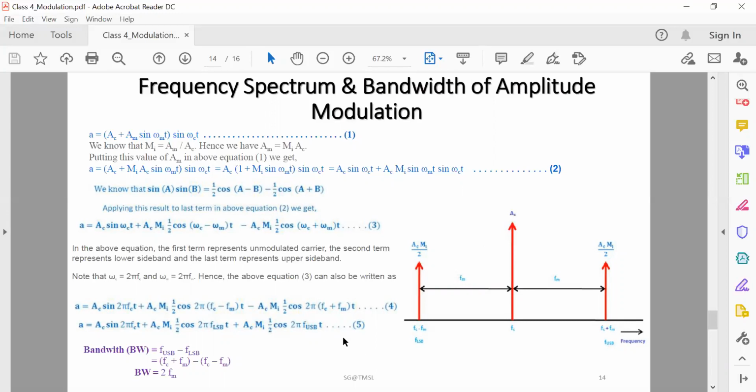Okay, and using these two sideband frequencies, we can easily calculate the bandwidth. The bandwidth of the signal can be obtained by taking the difference between the highest and the lowest frequencies of this signal, and we can get it here. So the total bandwidth will be 2 fm. Okay, we can obtain the bandwidth in this way. So this is the frequency spectrum and bandwidth calculation of the amplitude modulation technique.